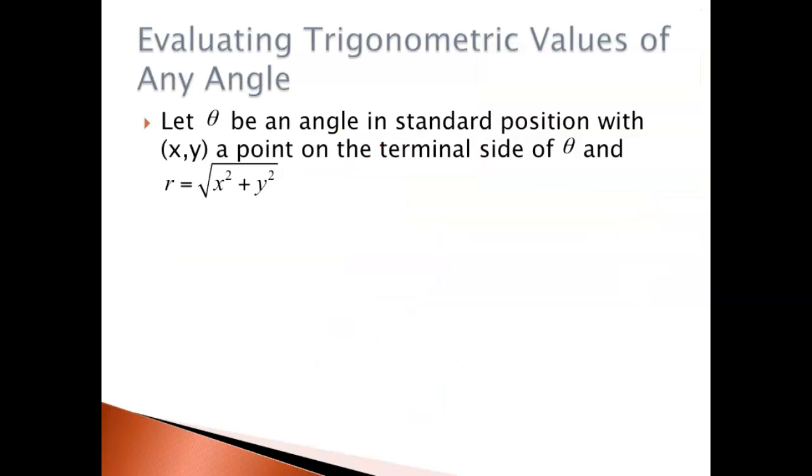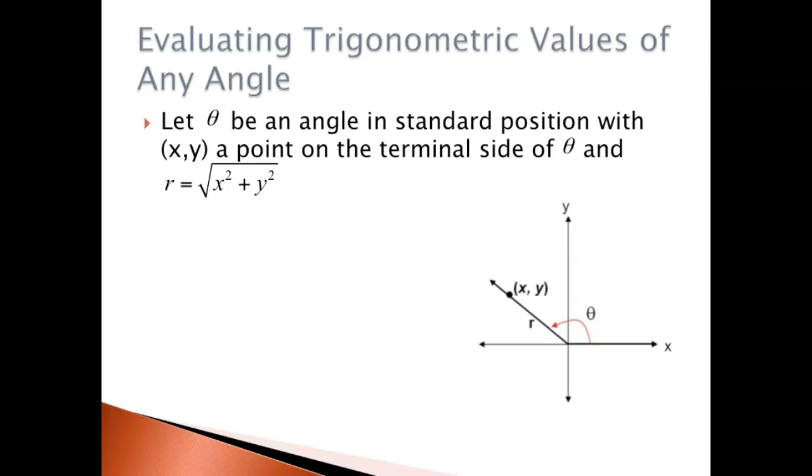Now, what about trig values of other angles that aren't special angles? Well, we can actually find the trig value of any angle if we know a point that's on that terminal side. So let theta be an angle in standard position, with x comma y being a point on the terminal side of theta, and r is equal to the square root of x squared plus y squared. Now this picture right here actually is just showing us the description that we just described here. Now, it doesn't have to be in quadrant 2. It could be in any of the quadrants.